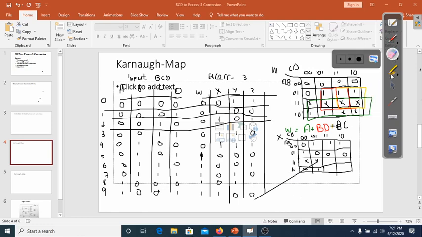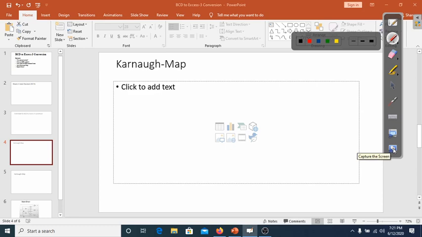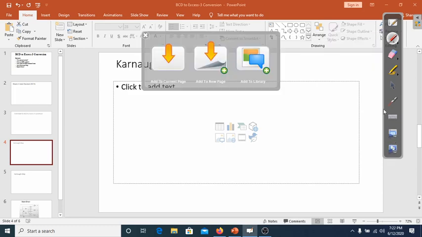sorry, let me use this. Oh, how to undo? I don't know how to undo. Okay, let me capture the screen.